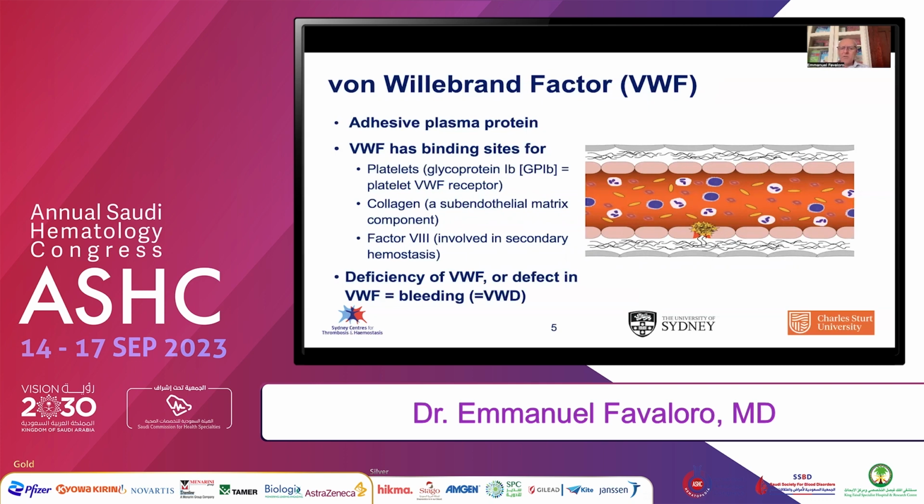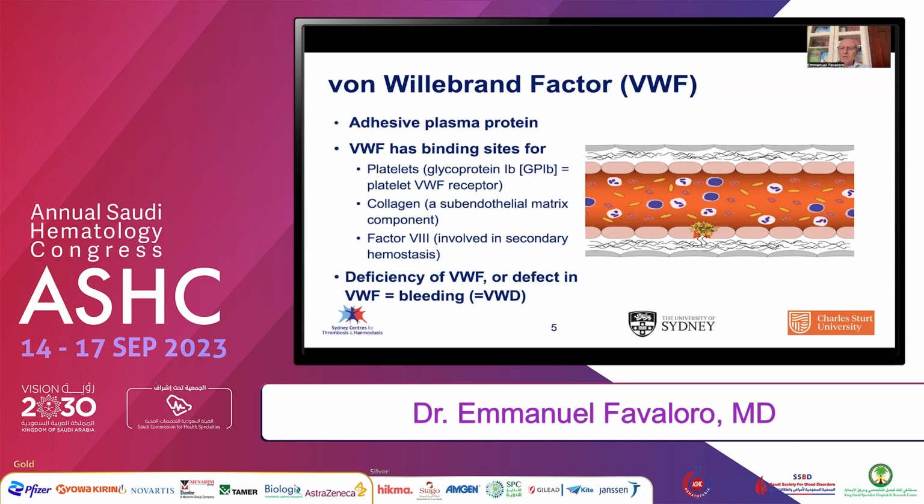You have a binding site for platelet glycoprotein 1B, the VWF receptor on platelets. You also have binding sites for collagen, and also binding sites for factor VIII. So all these binding sites contribute to the functionality of von Willebrand factor. And if you have a deficiency of von Willebrand factor or defect in von Willebrand factor, then you have bleeding because you have von Willebrand disease.